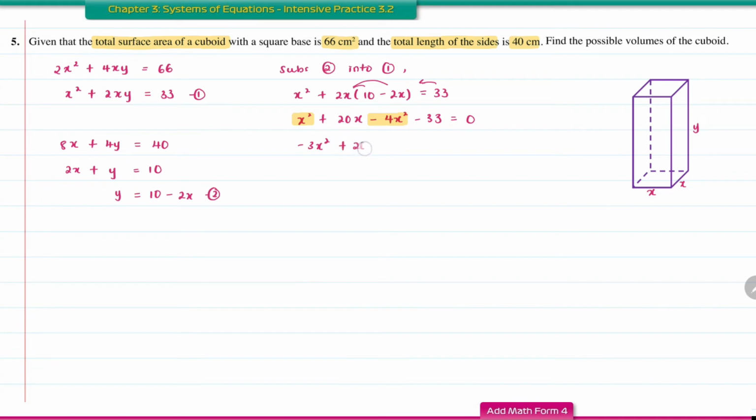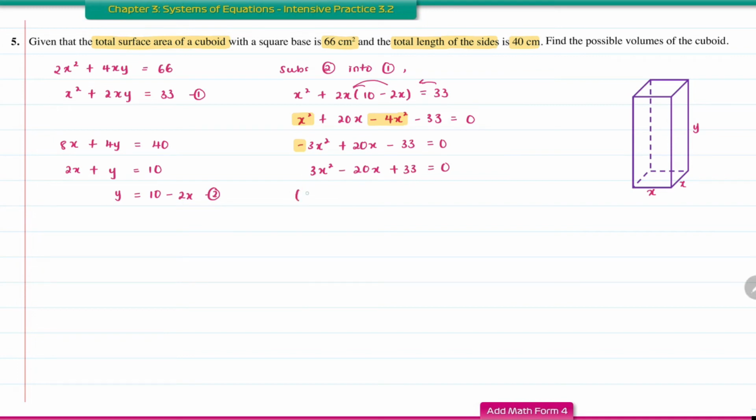All right, plus with the 20x minus the 33 is equal to 30. As the coefficient of x squared is negative, in order to factorize it more easily, we're going to change it to positive. So I'm going to divide every term by negative 1. Therefore, here you're going to have 3x squared minus 20x plus 33 equal to 0. So we can solve this using the factorization method, as you are able to factorize this completely.